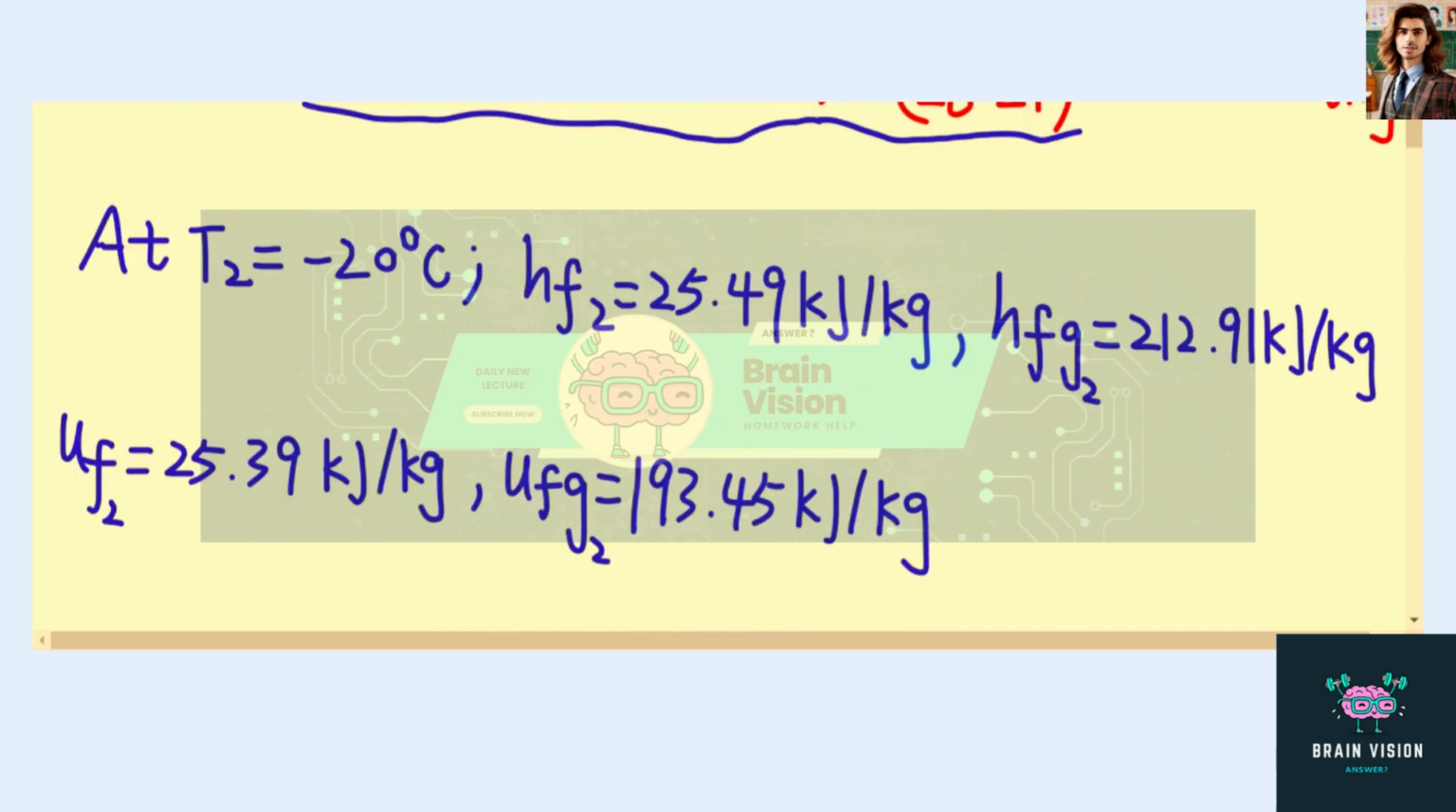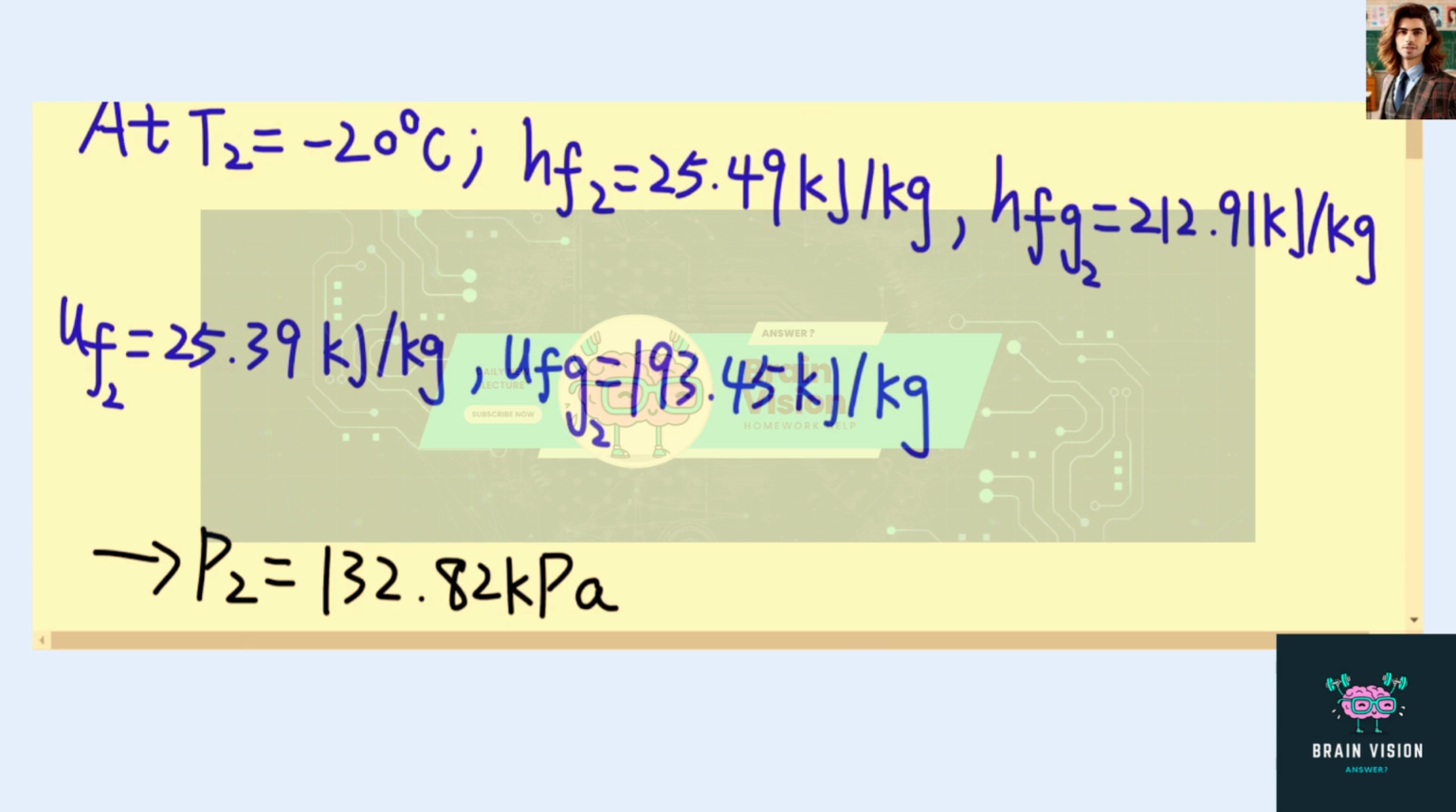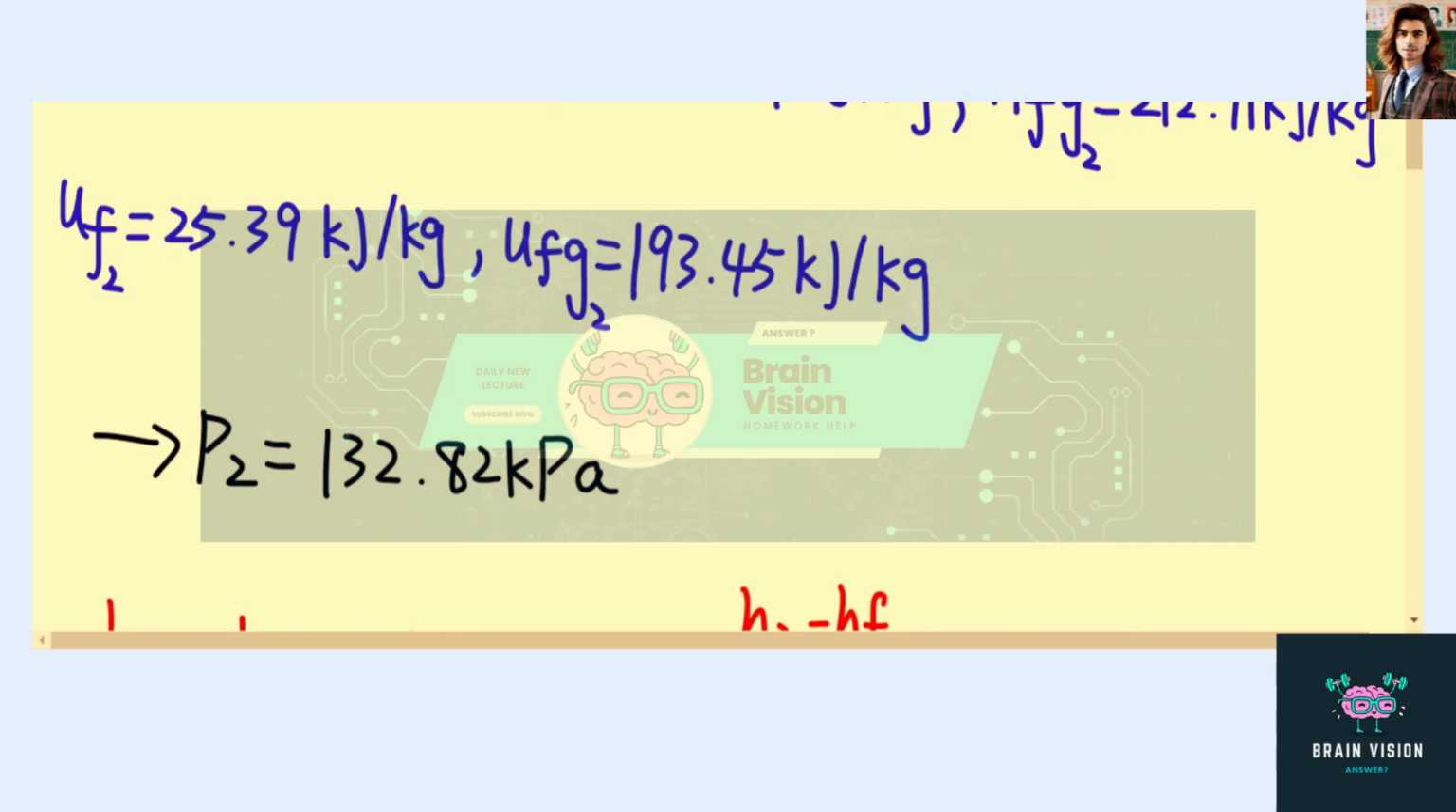And the internal energy of formation is equal to 25.39 kilojoule per kilogram. And the specific internal energy of vaporization is equal to 193.45 kilojoule per kilogram. And we know the 2 here just simply means that it's at the exit, okay? So based on all this information, at temperature negative 20 degrees Celsius, the corresponding pressure is 132.82 kilopascal, which means that the pressure at the exit should be equal to 132.82 kilopascal.